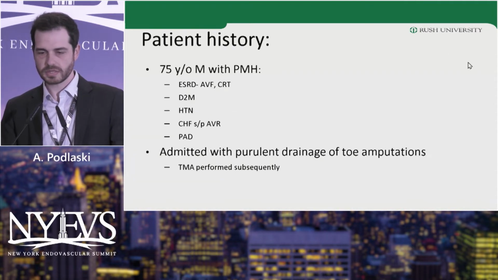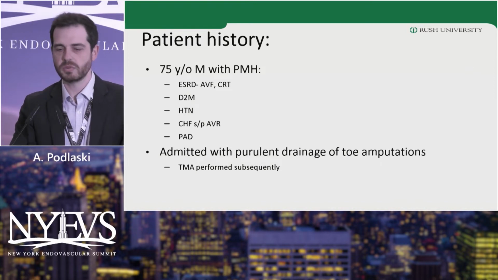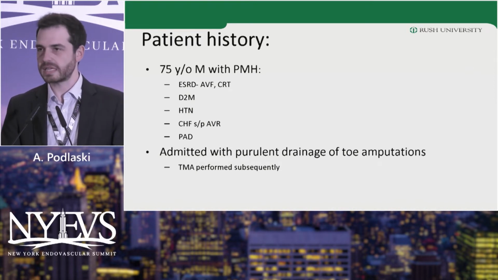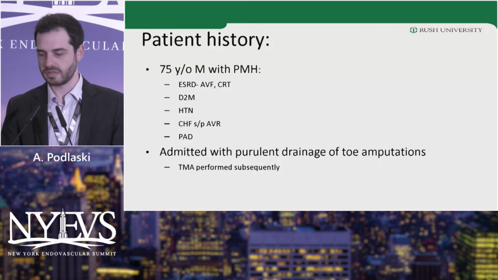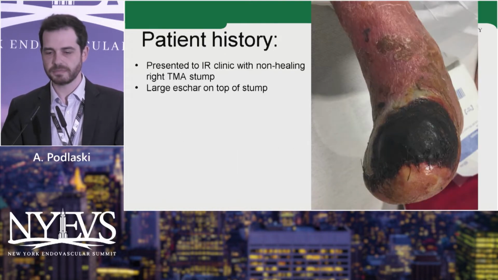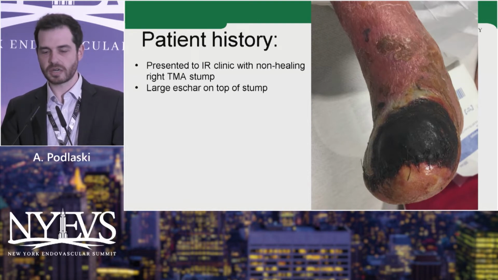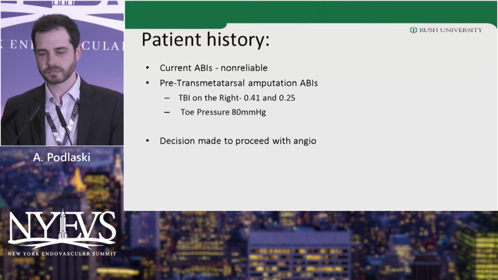No disclosures. So, patient history: we have a 75-year-old male with past medical history that's pretty standard for a lot of our PAD patients with this disease cocktail. He was admitted with purulent drainage from his toe amputations, and subsequently they performed a TMA. He presented to our clinic with a non-healing right TMA stump with a large eschar on top of it.